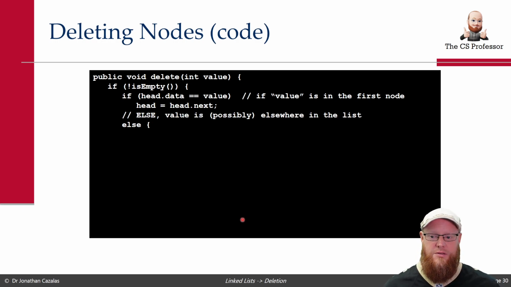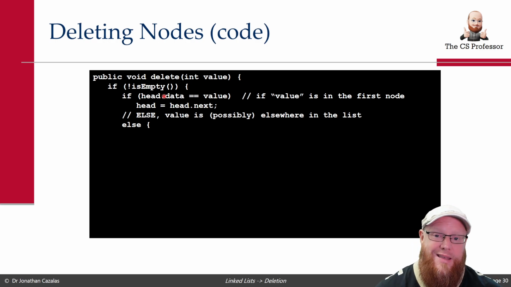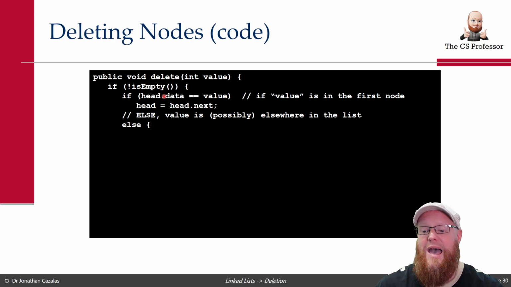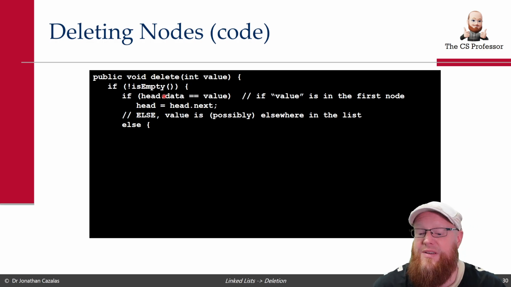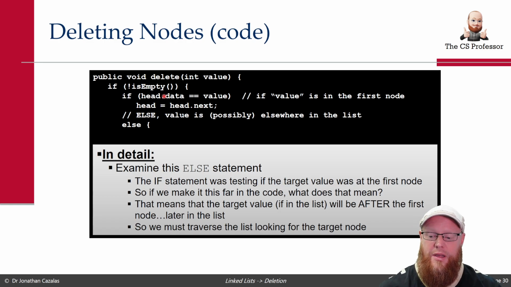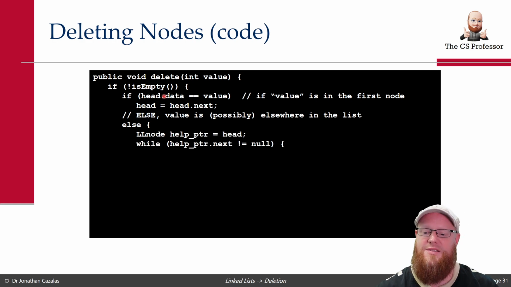So now we have an else. What is this else actually doing? We'll back up to what the if did. The if was checking if the value we're looking for is the first node. If that value we're looking for is the first node, delete it. Else means the value we're looking for has to be somewhere else inside the list, that is, if it's even in the list at all. So now, if this node is in the list, we need to traverse over the rest of this list.